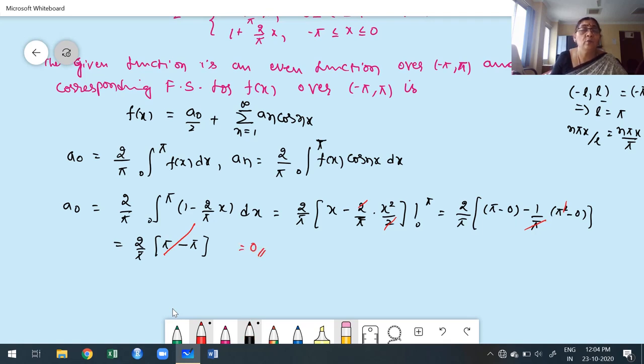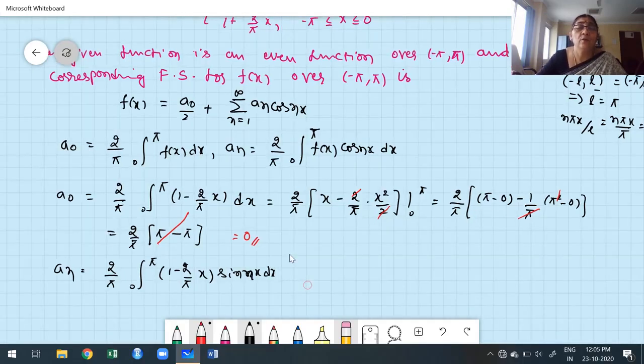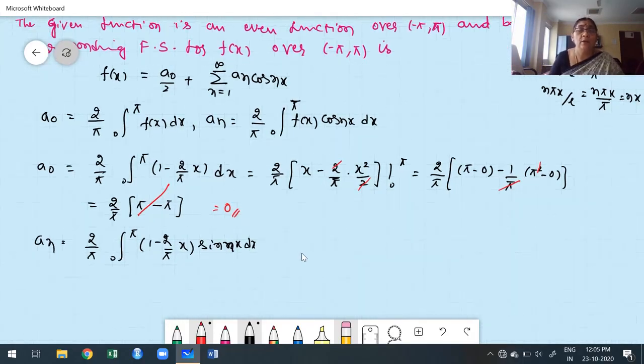Next move to an. What is my an? 2 by pi, 0 to pi. What's the function you have? 1 minus 2 by pi into x, sine of nx with respect to x. Sine of nx. Do I go for the UV rule or Bernoulli's rule? Which function is the u function? Which function is the v function? This is my u function. This is my v function.